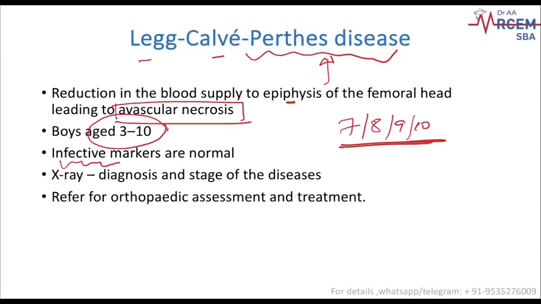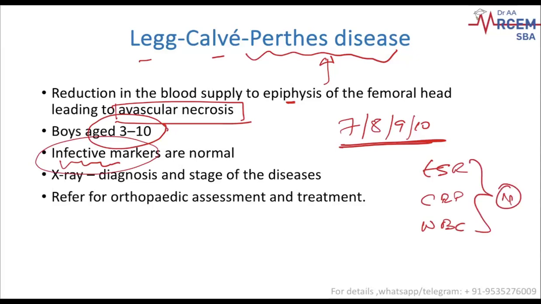This is not an infection. This is a reduced blood supply. So the inflammatory markers like ESR, CRP, and WBC count will all be in the normal range. That will help you differentiate it from septic arthritis. Always get an X-ray done if someone comes with a limp in this age group, because you are always thinking of Perthes disease. X-ray has classical findings.